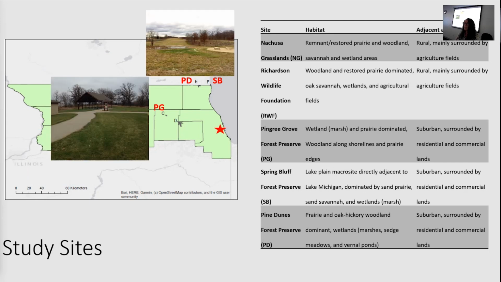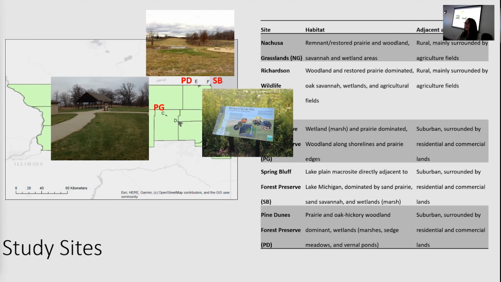And then my suburban sites included Hickory Grove Forest Preserve, Pine Dunes Forest Preserve, and Spring Bluff Forest Preserve. These sites are all mainly surrounded by residential and commercial lands, and they're also public parks. So a lot of these have picnic areas dispersed throughout hiking trails, which of course provides more access to anthropogenic food sources.